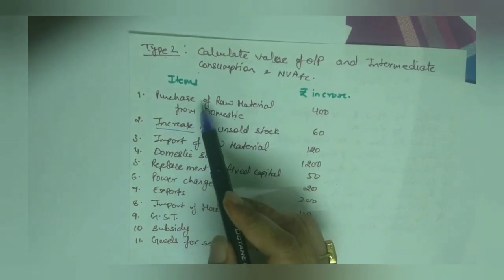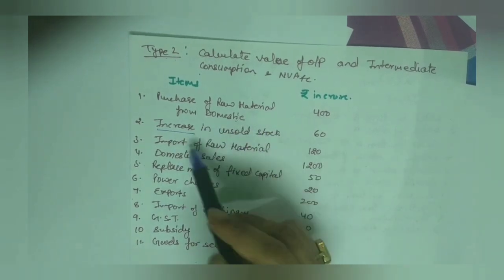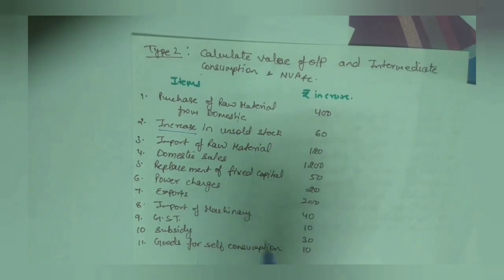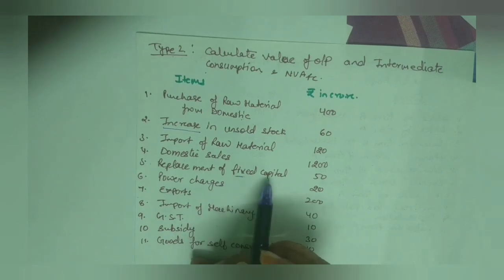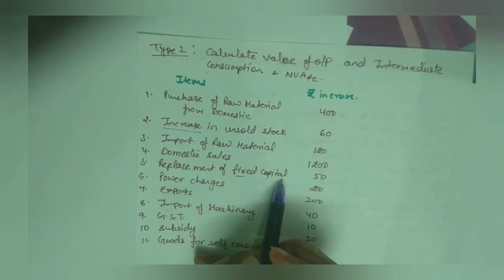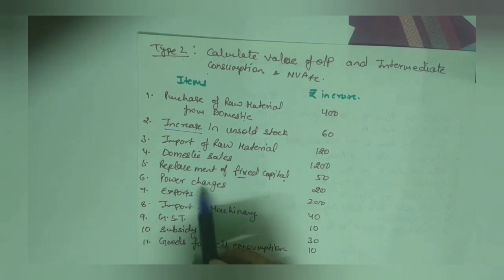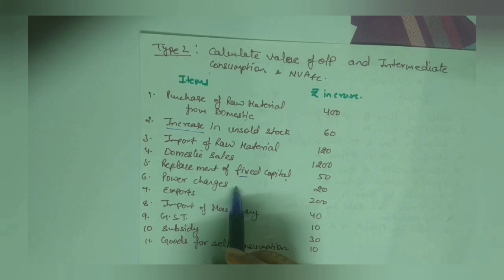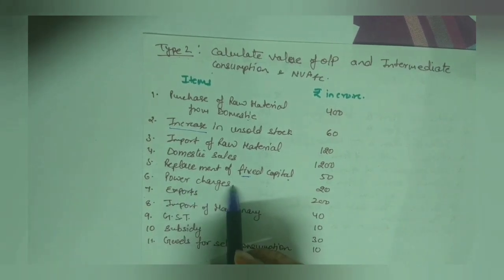The items are purchase of raw material from domestic level, increase in unsold stock, import of raw material, domestic sales, replacement of fixed capital. Here replacement of fixed capital is telling you about depreciation. Power charges means electricity payment made by the firm for running the industry. So here it will also be considered as intermediate consumption.